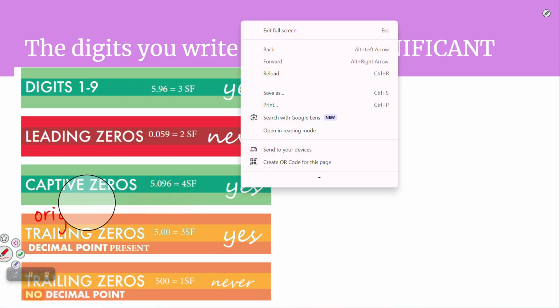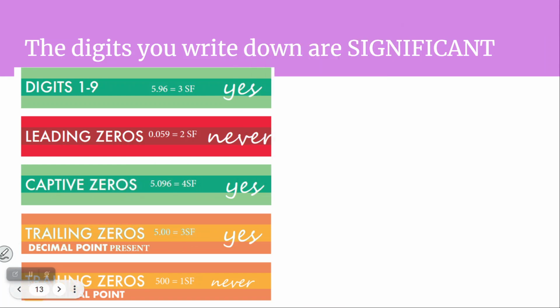All right, so this little schematic here is in your notes. It's also on your reference sheet, so for you to remember how to count a digit as far as it being significant or not, okay? So the first thing we have are all digits 1 through 9. They are always significant, always, okay?